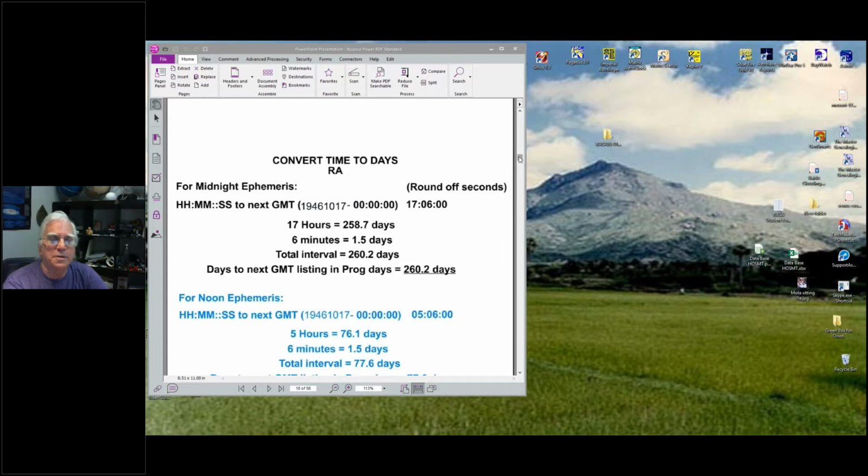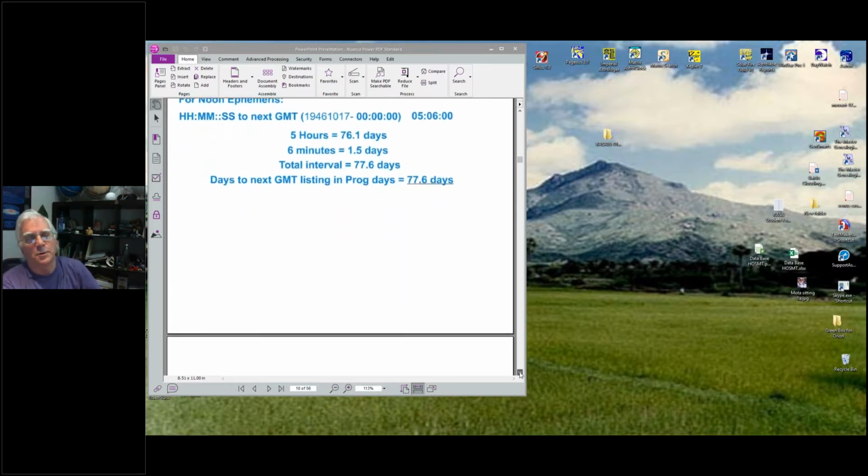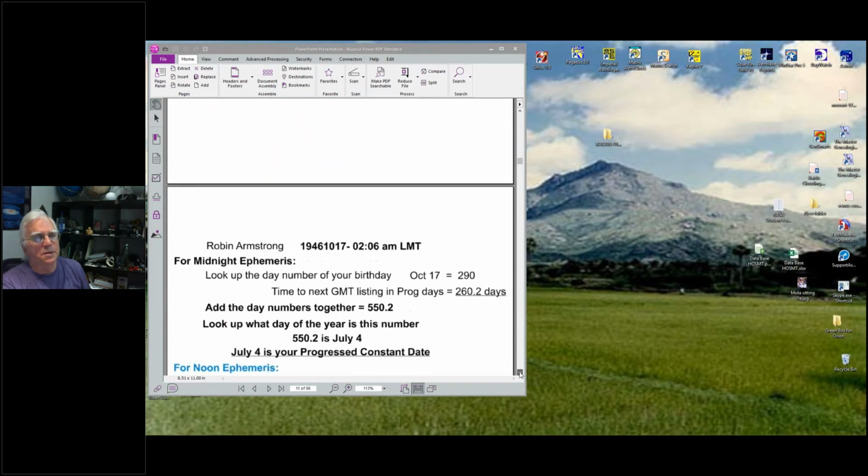If I'm using the midnight ephemeris. If I was using a noon ephemeris, I'd only be 5 hours and 6 minutes. I'd look up and see 5 hours, 76.1 days, 6 minutes, 1.5 days. So using a noon ephemeris would be 77.6 days. I always used the noon ephemeris because I would be in the middle of the day and never off the day. But with the midnight ephemeris, you could be in the day before or day after, it changes the day, though your calculation would always be plus. In one way the calculation is easier, but you could forget which day you're in. So I've done them for both here, because mostly midnight ephemerides are what are available now.